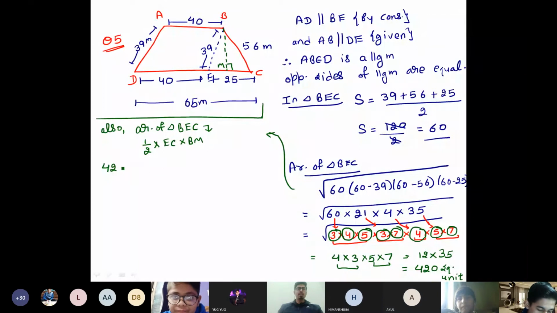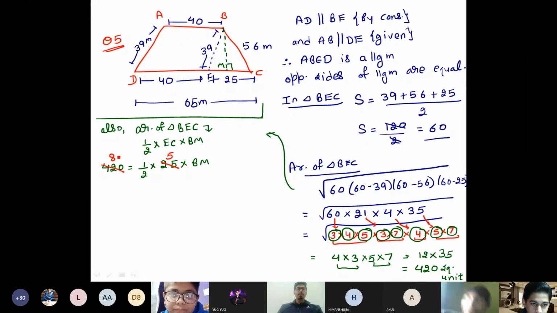So I can put 420 as it is. This half as it is. EC we know, students, it is 25. BM we don't know. Now just cancel them out. See, if I just cancel them out, 5 fives are 25, 5 eights are 40, 5 fours are 20. Yes or no? Is it clear? Yes, sir.